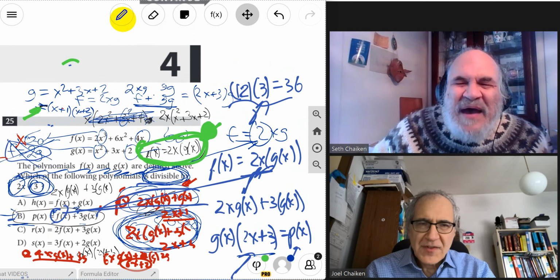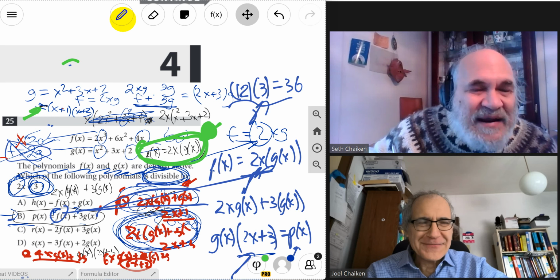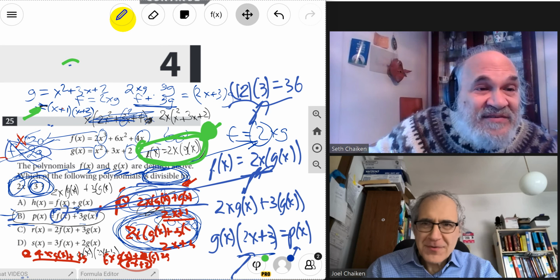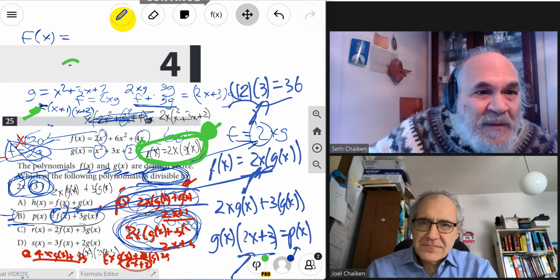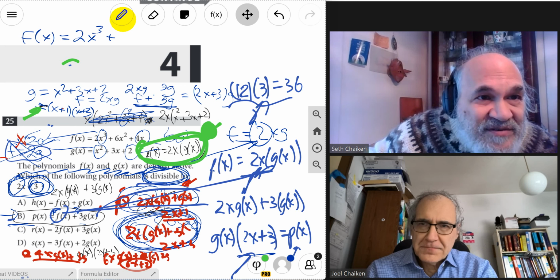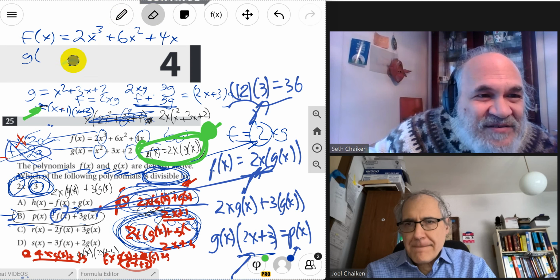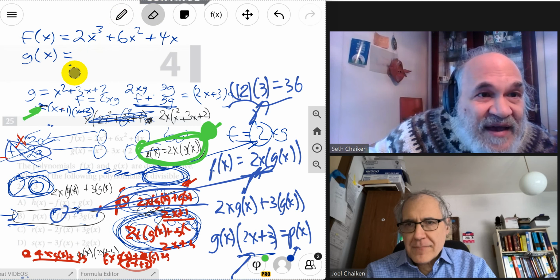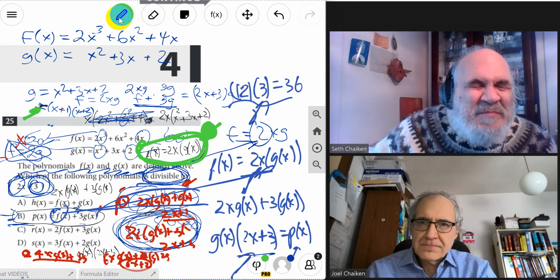Now let me point out at the end of the video the pattern. Here is the pattern. Look at the givens. F of x equals 2x cubed plus 6x squared plus 4x. G of x is equal to x squared plus 3x plus 2. Now, what's the pattern?